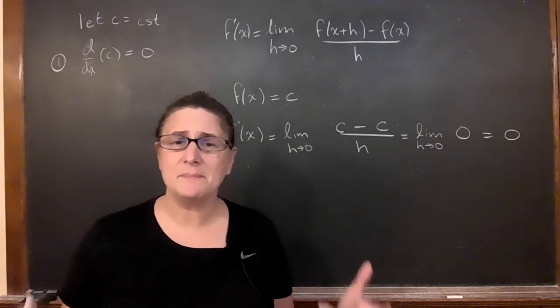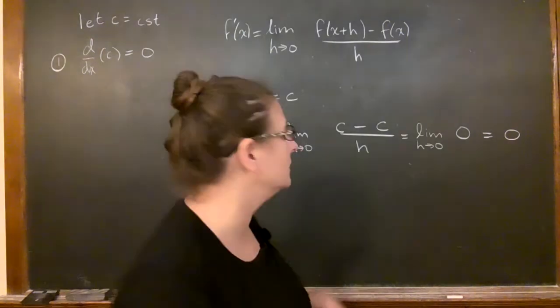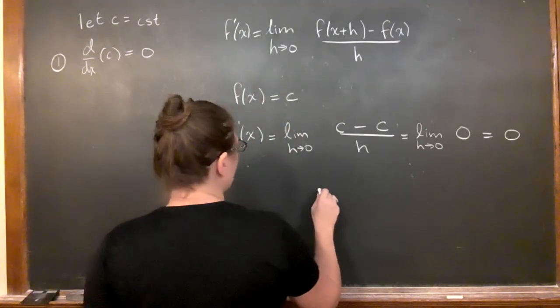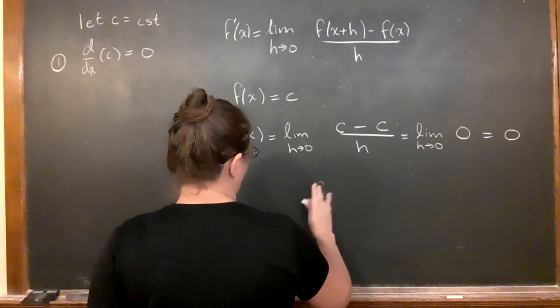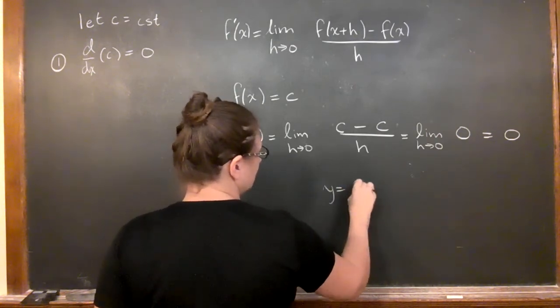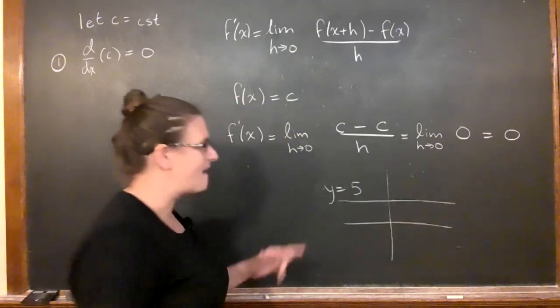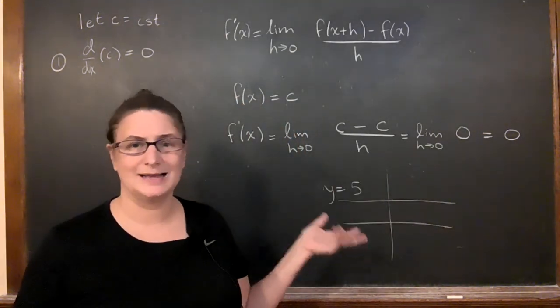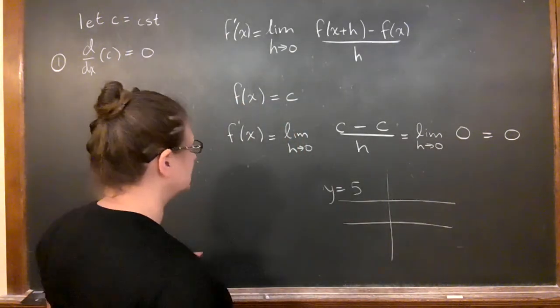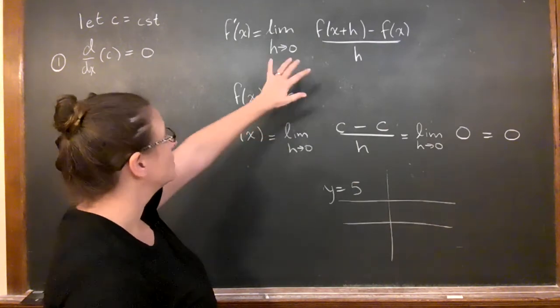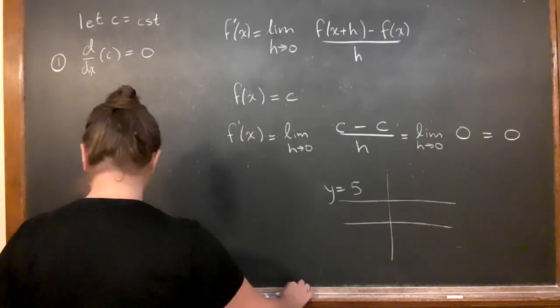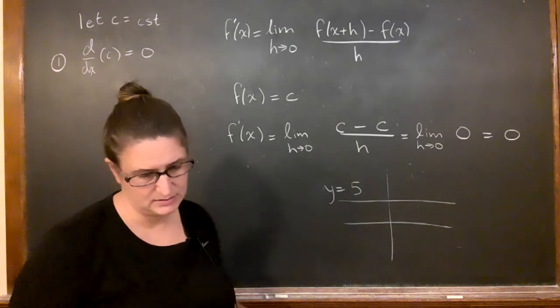And of course, that makes intuitive sense to us as well. Because if I've got something like y equals 5, this is just this line. Obviously, it's a horizontal line. It has slope 0. So it's kind of nice to see that that works out with the definition. It works out exactly what we'd expect.